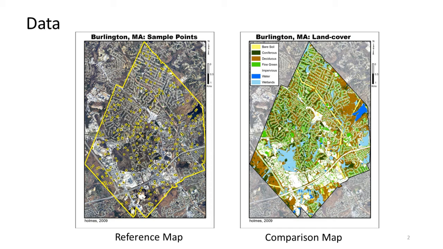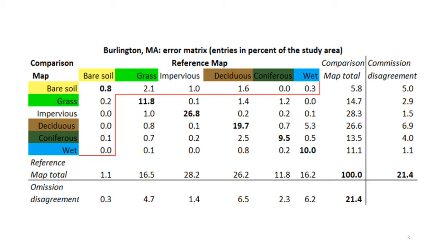We will illustrate the procedure by assessing the errors in a map of a suburban site in the USA, which is Burlington town in Massachusetts. The left image is the reference map and the comparison map is on the right. We generated the reference data by visually inspecting each of the points to determine the land cover category. This is the confusion matrix of the entire study area. Here we focus on the category Bell-Sawyer to illustrate the principles.